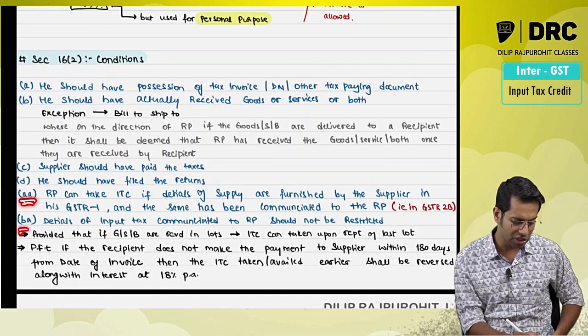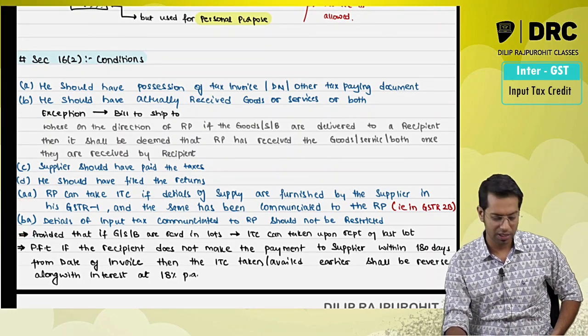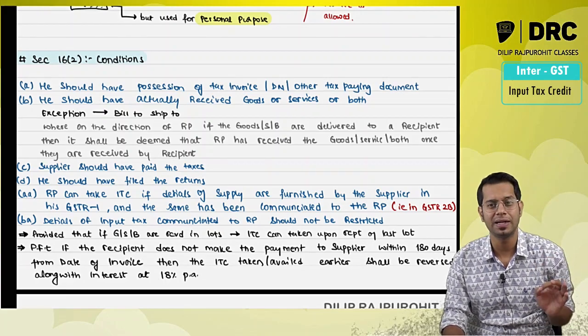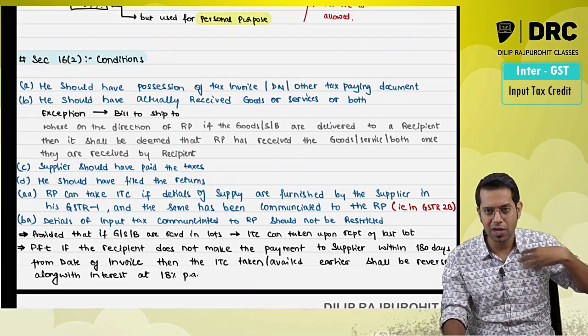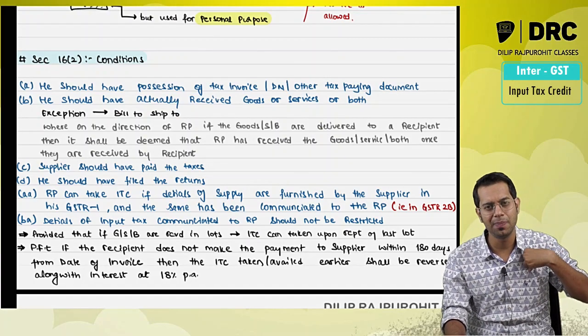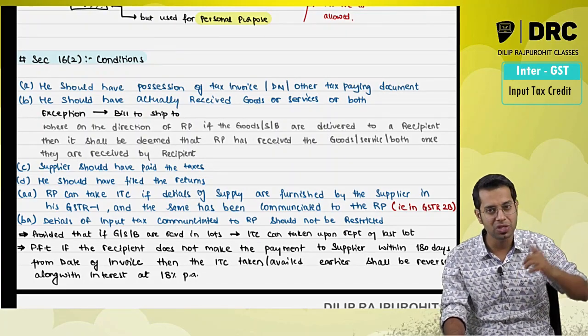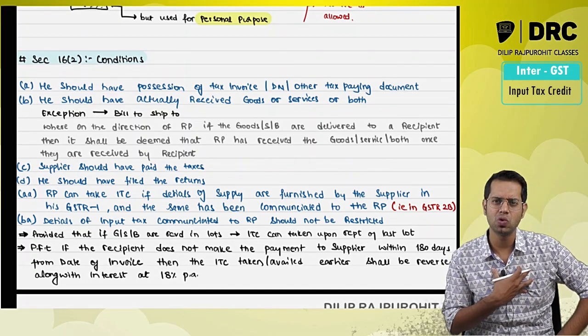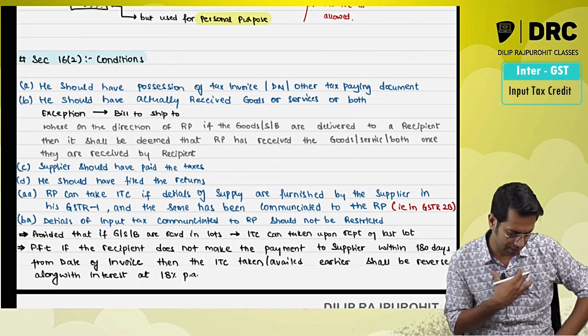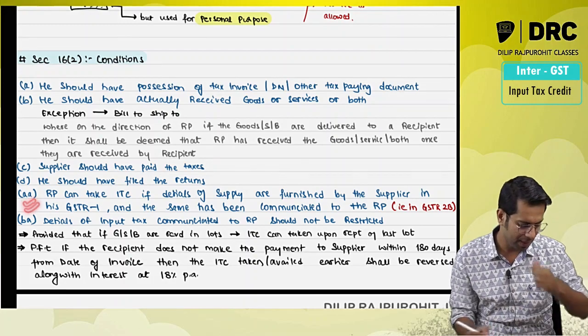Now the next 2 conditions, new conditions, very beautiful and important conditions. Sir, you said that the supplier should have paid the taxes. How will I come to know, sir? If the registered person has to take the input tax credit, then the person from whom he is purchasing, the supplier, should have paid the taxes. How, being a registered person, will I come to know whether the supplier has paid the taxes or not, sir? For that, they have prescribed a mechanism.